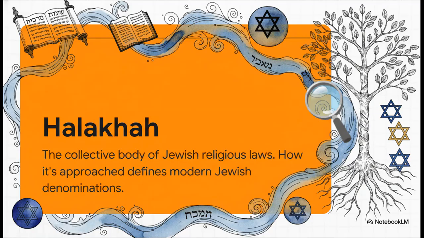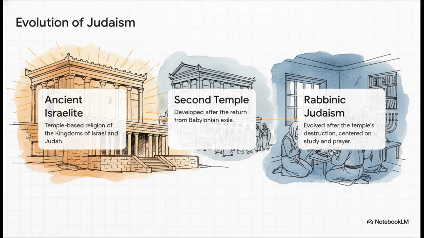That Jewish focus on doing is all wrapped up in a concept called halacha. It's the whole body of Jewish religious law. And you have to understand this because the main difference between modern Jewish denominations, from Orthodox to Conservative to Reform, is all about how they interpret this law and whether they think it's eternally binding or if it's something that can change over time.